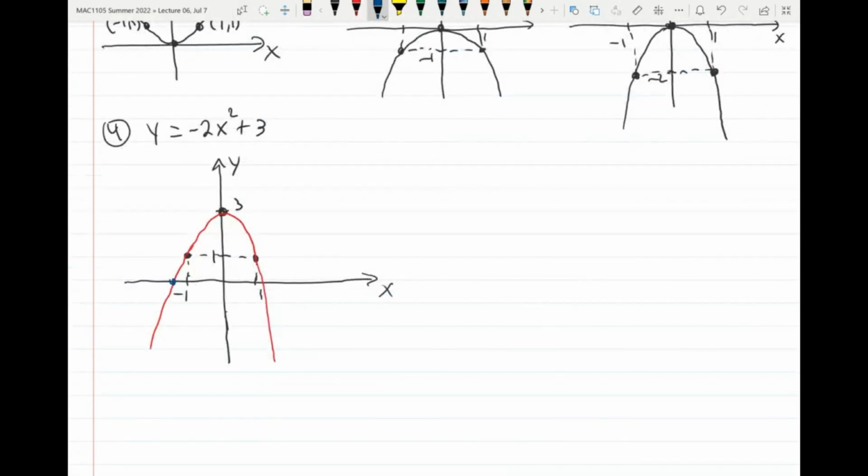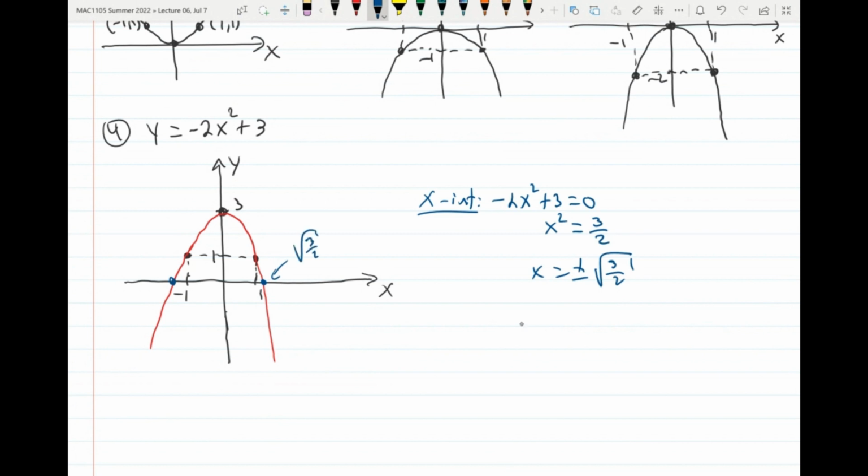And now again, 2 interesting points showed up. We need to find them. Those are the x-intercepts. To find the x-intercept, we need to solve this equation. Set the function equal to 0. That's a little quadratic equation. So we get x squared is going to be 3/2. So x is plus or minus square root of 3/2. Okay. So this guy here is positive square root of 3/2. And this one over here is negative square root of 3/2.